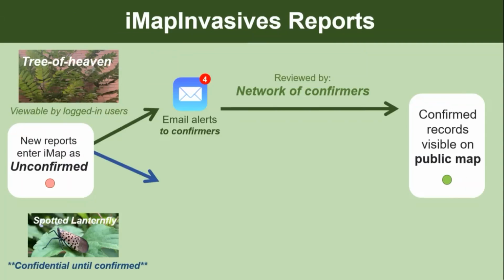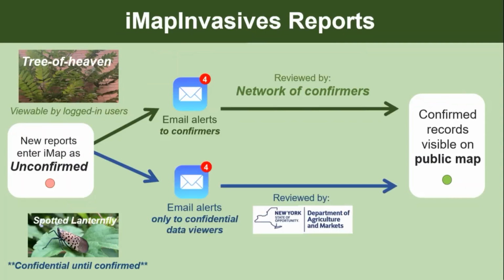For Spotted Lanternfly, that one's a little bit different. So the email alerts go to Ag and Markets, and they review those and set those to confirmed. At which point those email alerts can go out to anyone who sets up those alerts.